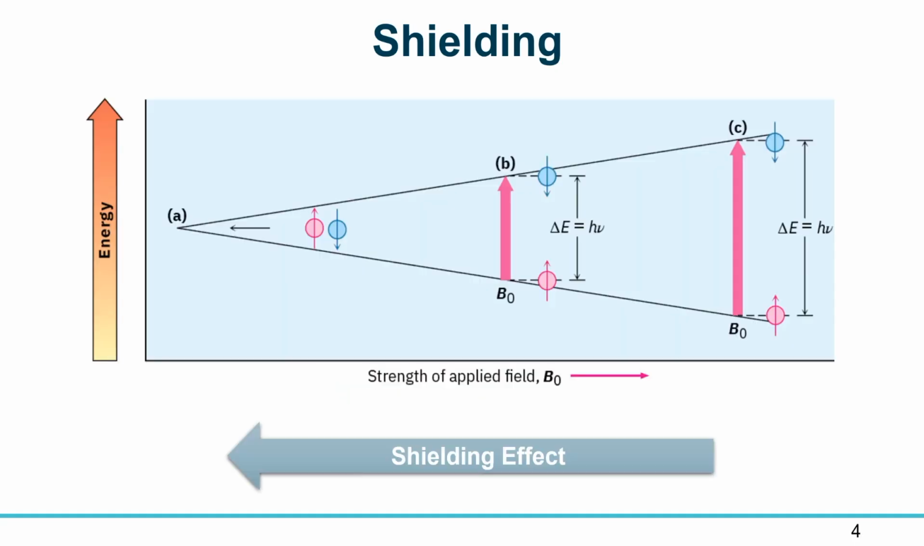Since shielding reduces the strength of the applied field, it results in a smaller difference in energy between alpha and beta spin states of nuclei. Therefore, nuclei will release different amounts of energy to relax from the higher energy beta state to the lower energy alpha state, depending on the amount of electron density present shielding them.